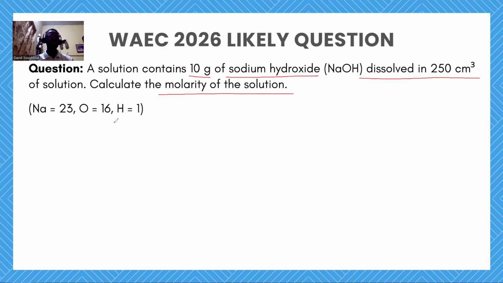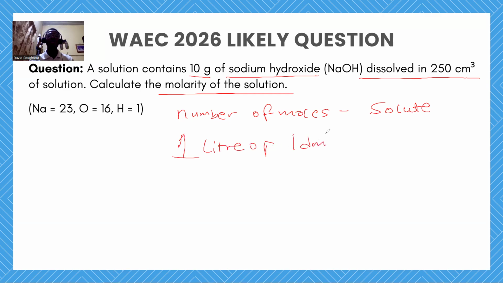Now, first things first, let's understand what molarity means. Molarity is simply the number of moles of a solute contained in 1 liter or 1 dm³ of solution. And the formula for calculating the molarity of any solution is given by M = n / V, and it is measured in moles per dm³.